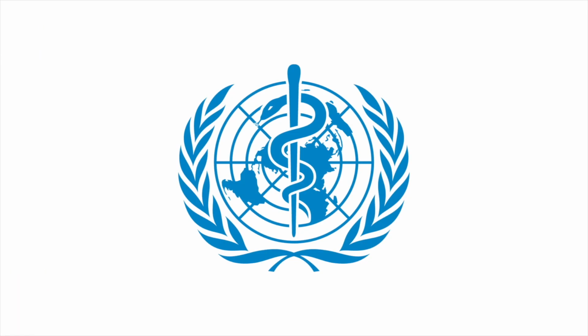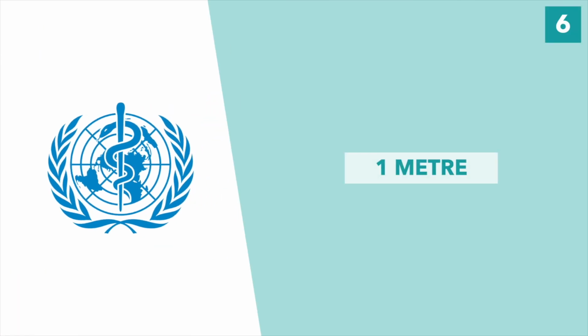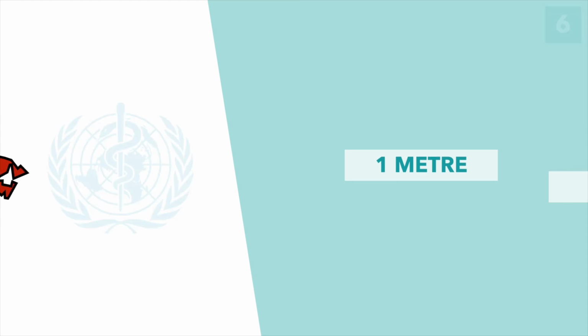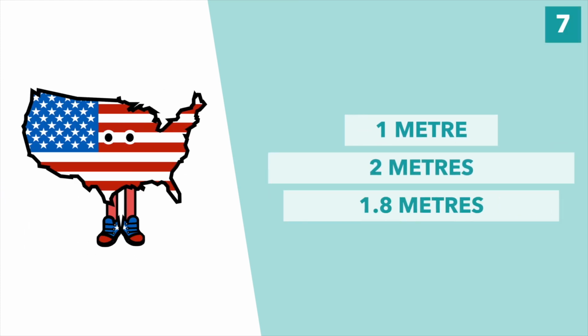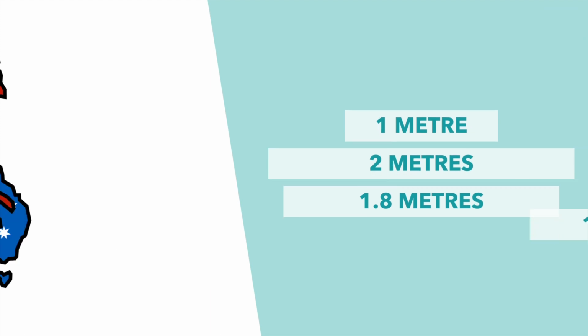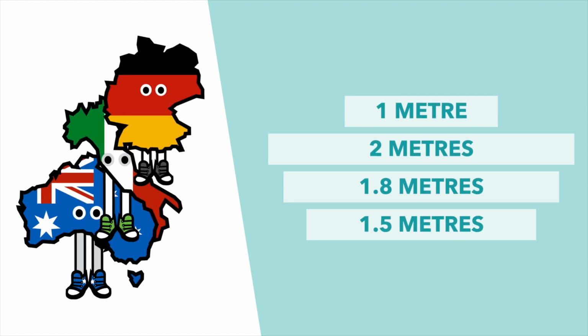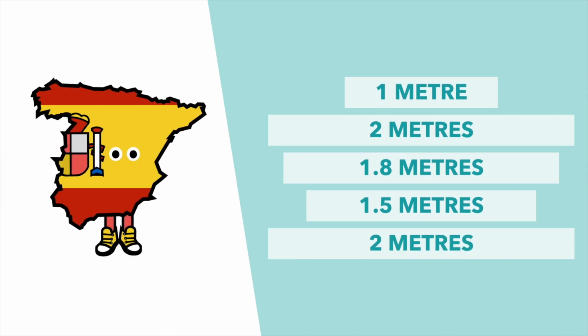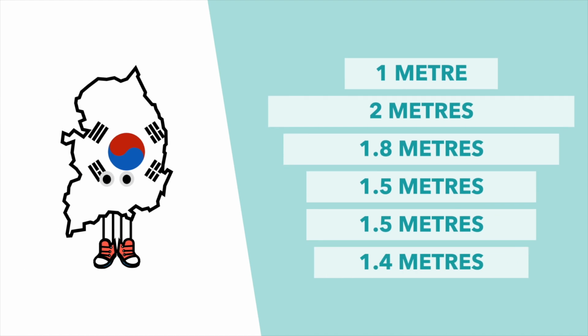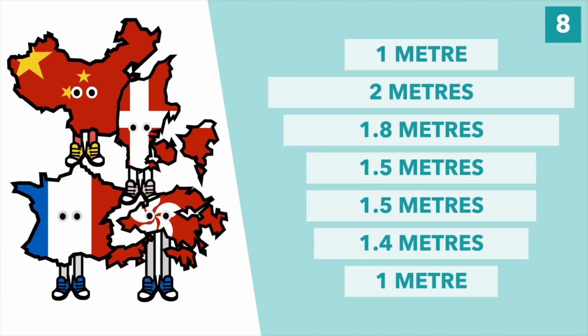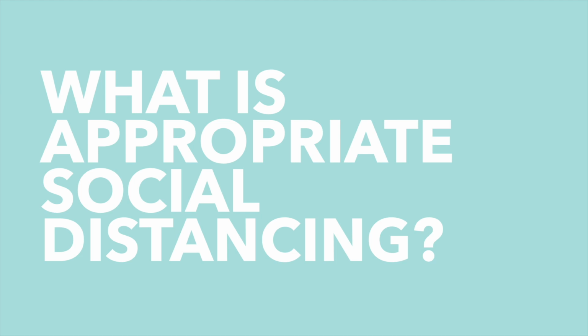The World Health Organization recommends social distancing of at least 1 meter. Canada says 2 meters, the CDC in the US says at least 6 feet, so about 1.8 meters, Germany, Italy and Australia say 1.5 meters, Spain's changed from 2 meters to 1.5 on June 21st, South Korea went for a quirky 1.4 meters, China, France, Denmark and Hong Kong all say 1 meter. So who's right? What's the appropriate distance for effective social distancing?